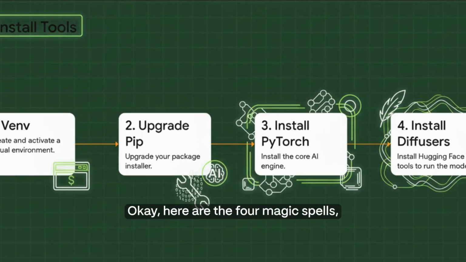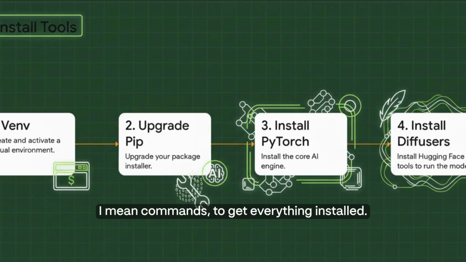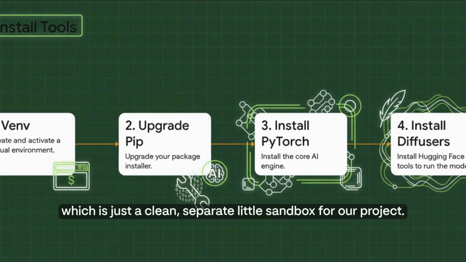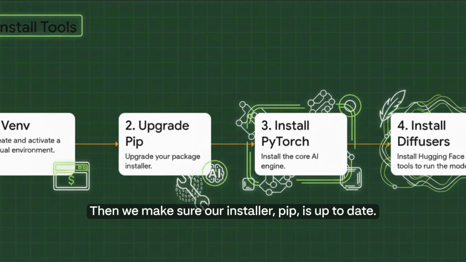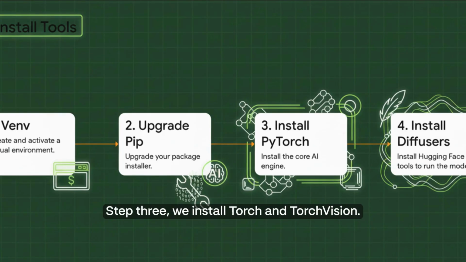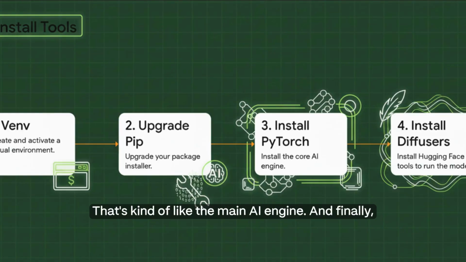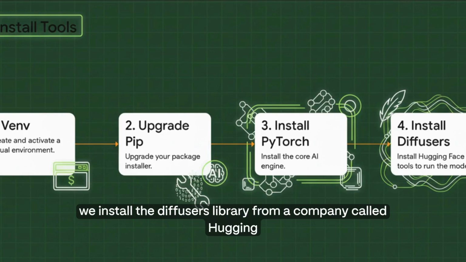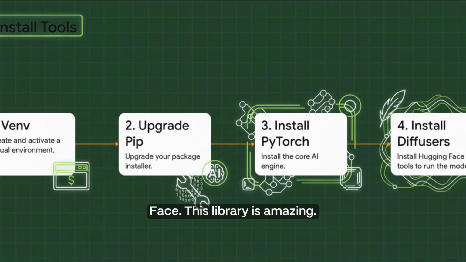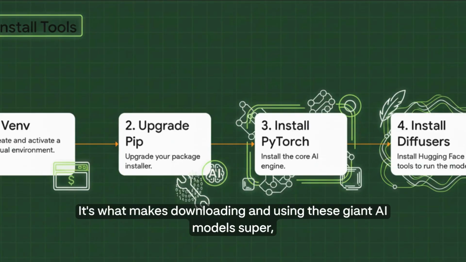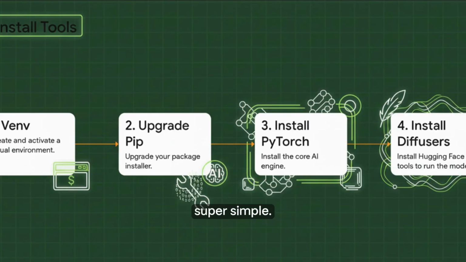Okay, here are the 4 magic commands to get everything installed. First, we set up a virtual environment, which is just a clean, separate little sandbox for our project. Then, we make sure our installer, pip, is up to date. Step 3, we install Torch and Torch Vision. That's kind of like the main AI engine. And finally, we install the Diffusers library from a company called Hugging Face. This library is amazing. It's what makes downloading and using these giant AI models super simple.